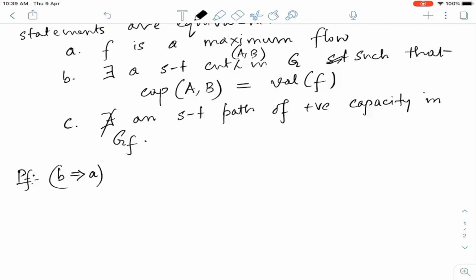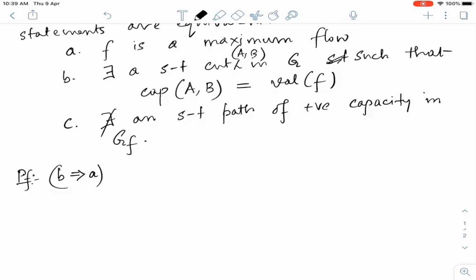Next, we are going to prove that A implies C. And finally, we are going to prove that C implies A. Okay, so we are going to go, C implies B. So we are going to go in a cyclic fashion. We'll prove B implies A, A implies C, and C implies B. That proves that these are all equivalent.